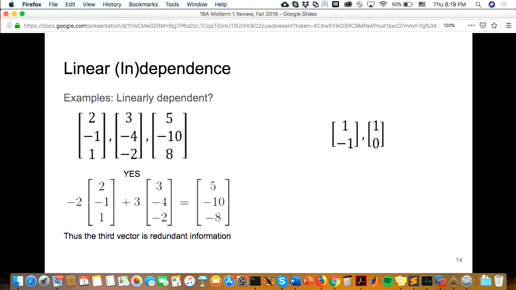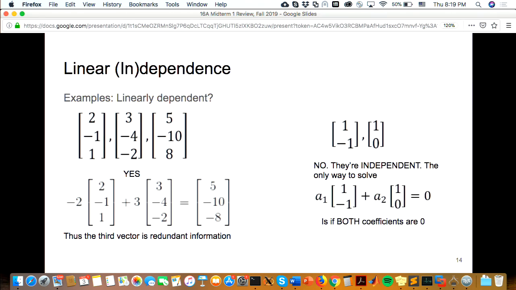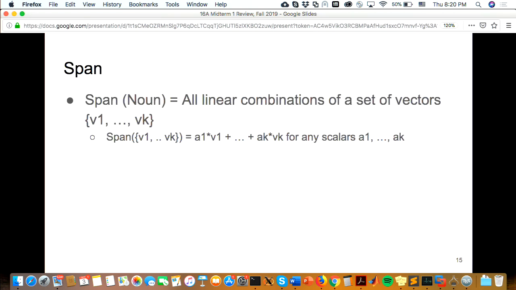So that's what we see for this case on the right. They're independent. The only way that you can take a linear combination of these two vectors and get 0 is if a1 and a2 are both 0. Okay? And then span, that we said we would also cover. A span is just a linear combination of a set of vectors. So all the linear combinations of the set of vectors you're taking the span of comprise the span of that set of vectors. Okay, so that's for this section. Are there any questions about span or linear independence and linear dependence?